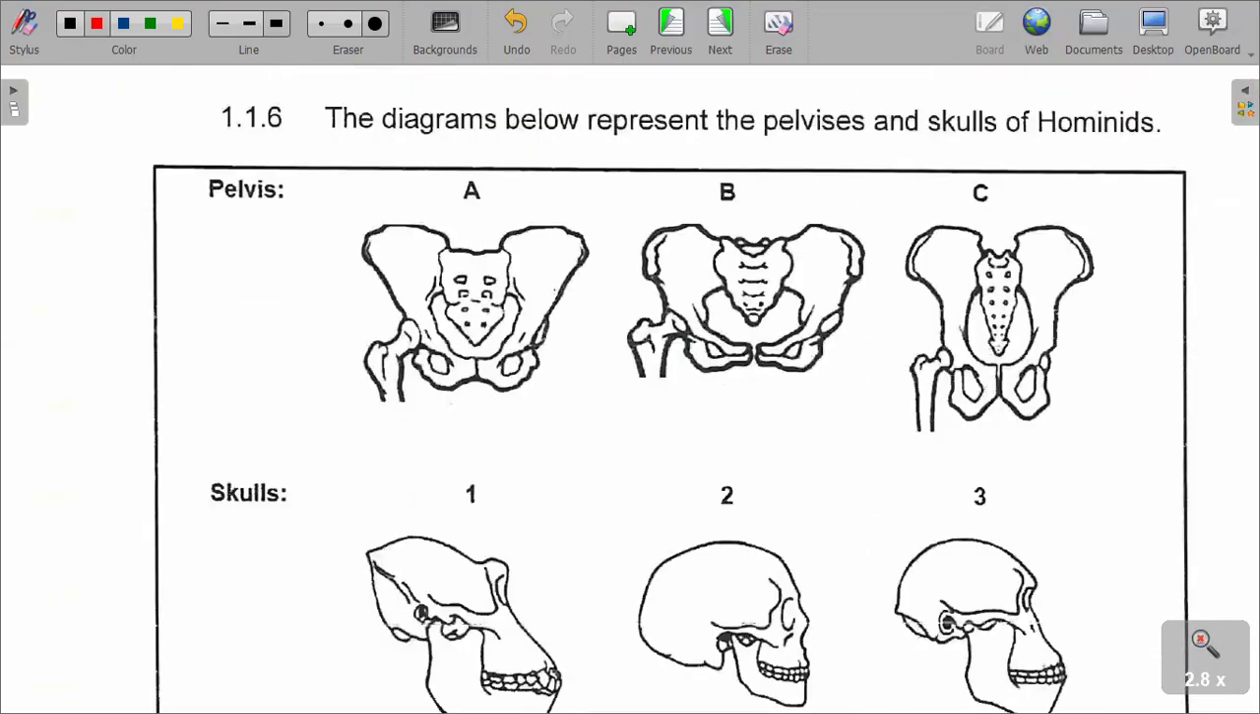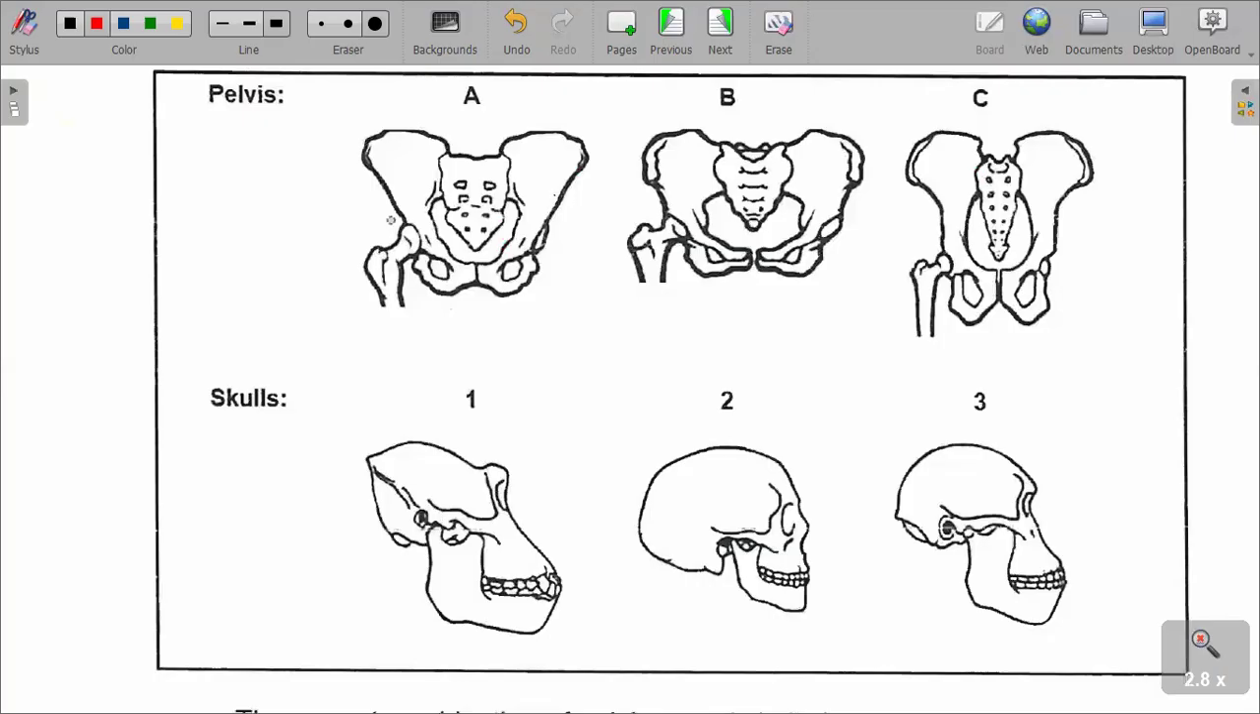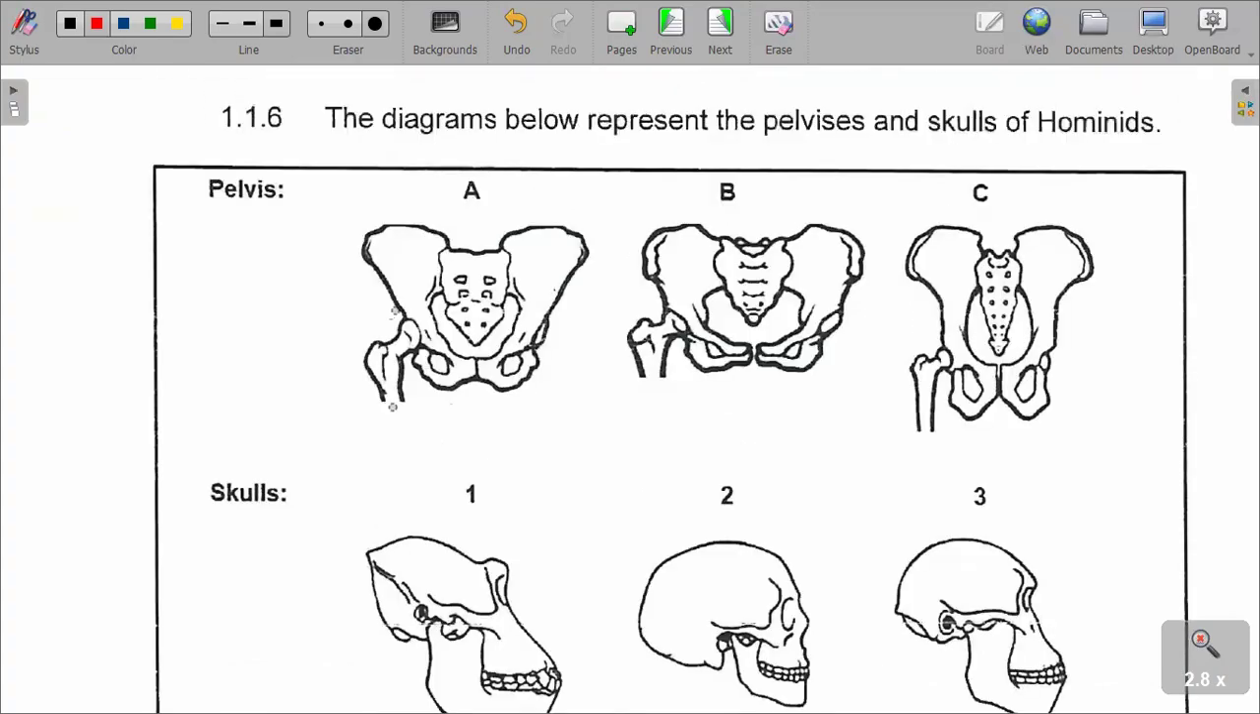This question comes back again. Evolution represents below the pelvises and skulls of hominids. The pelvis and skulls of hominids that are given, question number 6. So we are seeing that it is narrow and long, and this one is wider and also short.